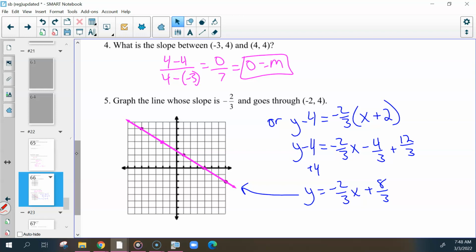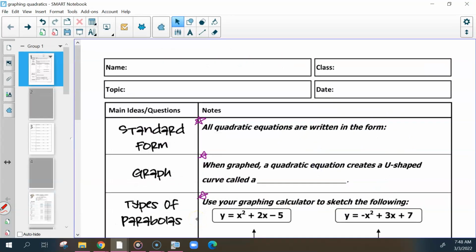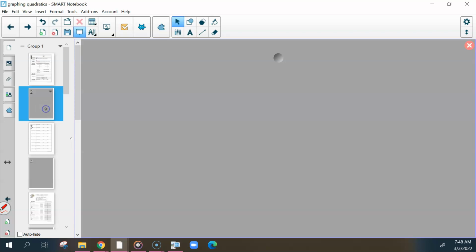Today we're going to start new notes on graphing quadratics. So everyone should have notes that look like these in front of them. Make sure everyone is paying attention. The first page is a lot of vocab. So I'm going to pull this down so you can copy down that vocab and what these definitions are.